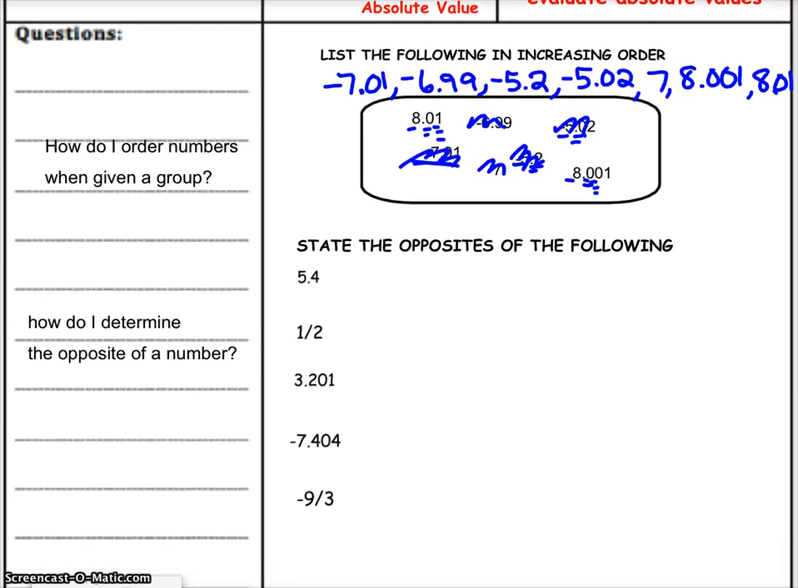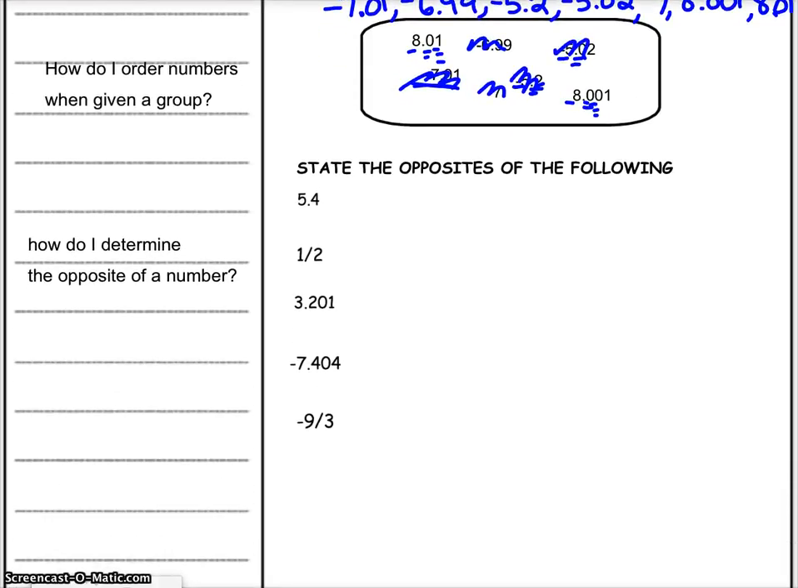Okay, remember how we just find opposites on that first page? We said opposite is the opposite sign. So what's the opposite of positive 5.4, Jada? Negative. Yep. So the opposite of positive 5.4 is negative 5.4. The opposite of positive 1/2 is, class? Negative. Yeah, I need my class to tell me.